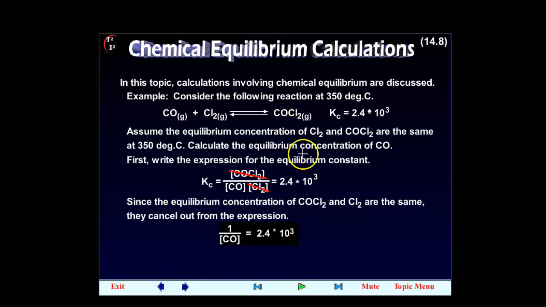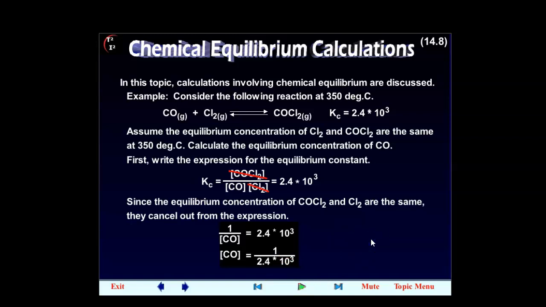All right, remember that it was given right here in the question that the concentrations of Cl2 and CoCl2 are the same. That was why these two cancel out. So what you have is 1 over CO. Therefore, the concentration of CO is equal to 1 divided by 2.4 times 10 to the power 3.